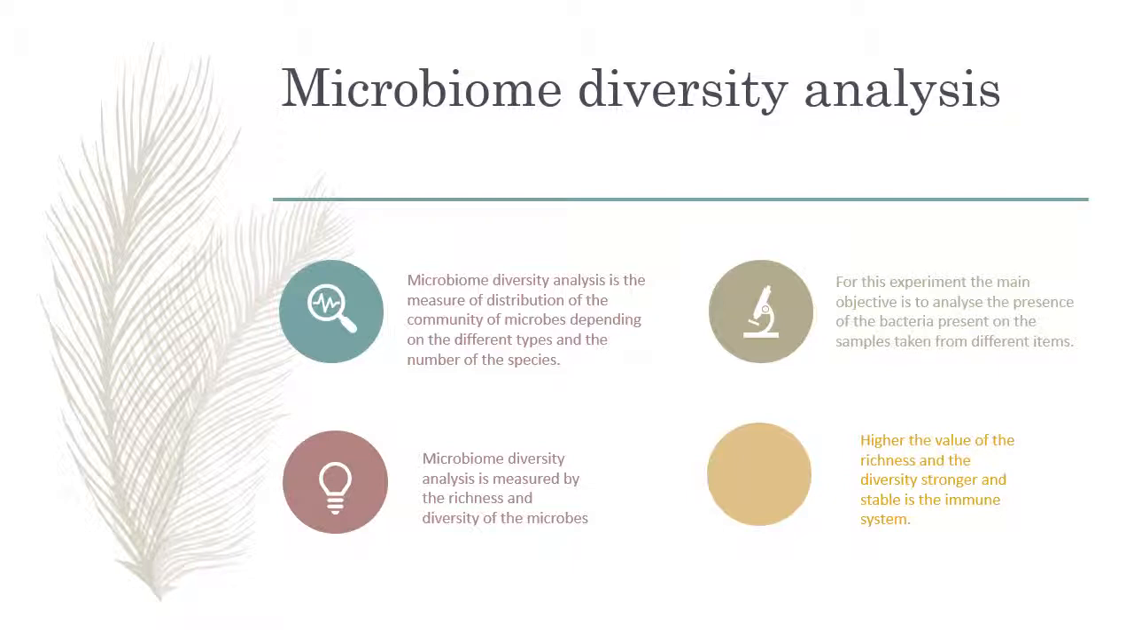Microbiome diversity analysis is the measure of the distribution of the community of microbes, depending on the different types and number of species. Microbiome diversity is measured by the richness and diversity of the microbes. Richness is the number of a particular species of bacteria that are present in a particular area. I'm just giving an example of bacteria; it can be any microbe. And diversity is how many kinds of species are present in that particular area.